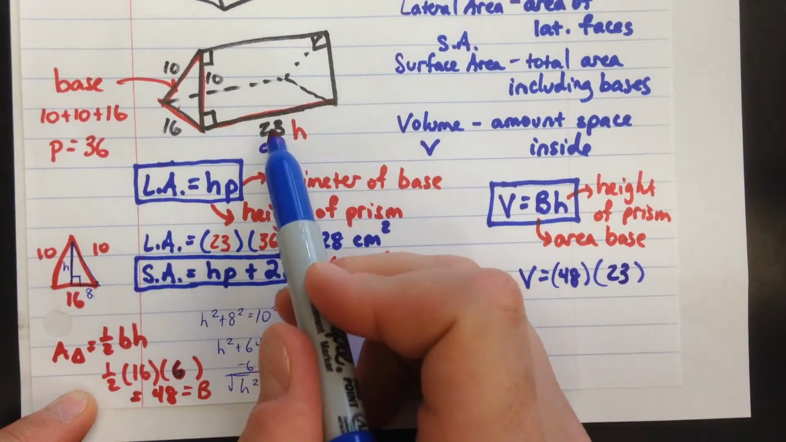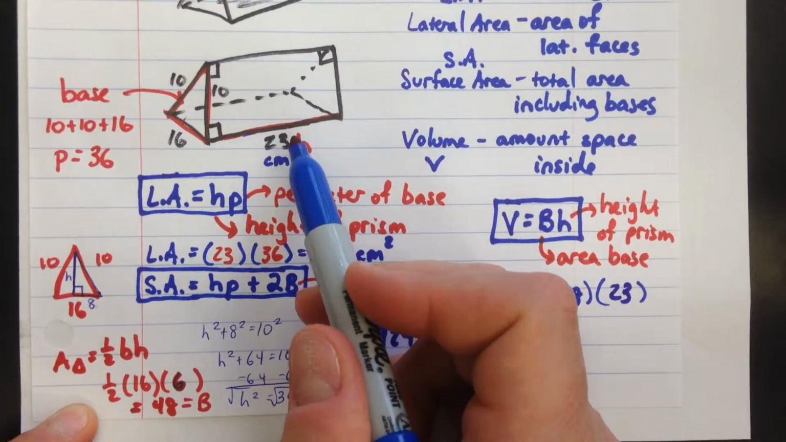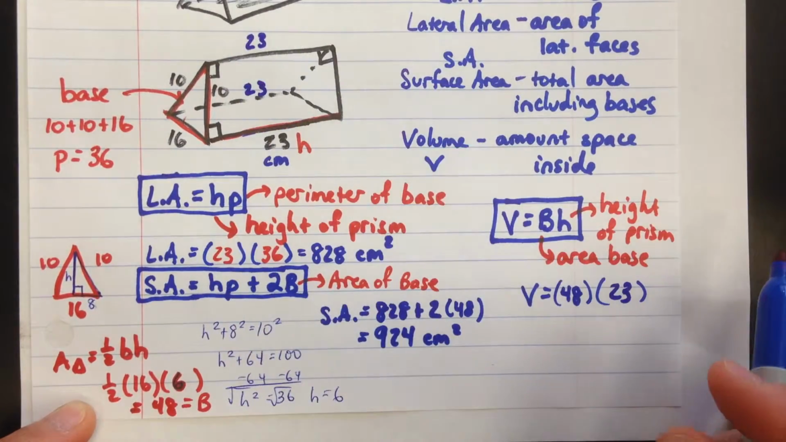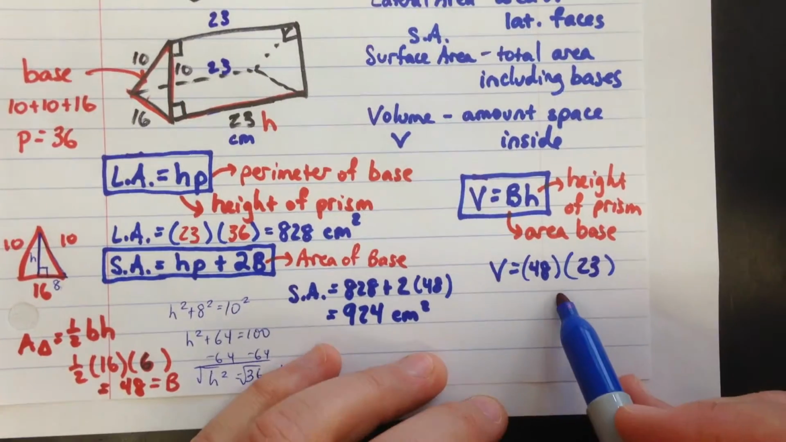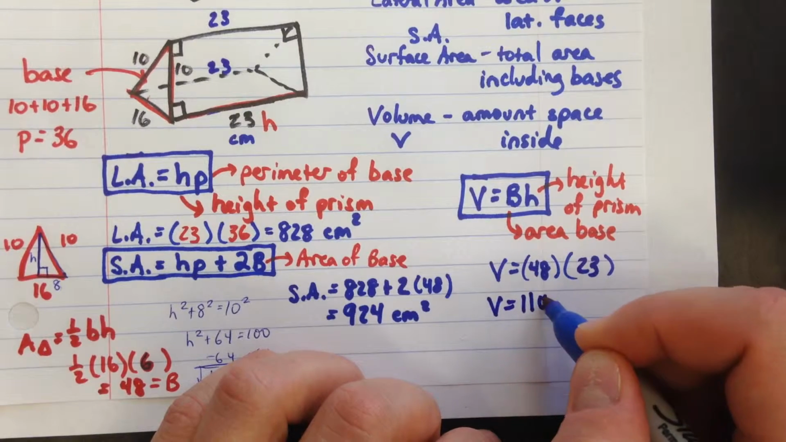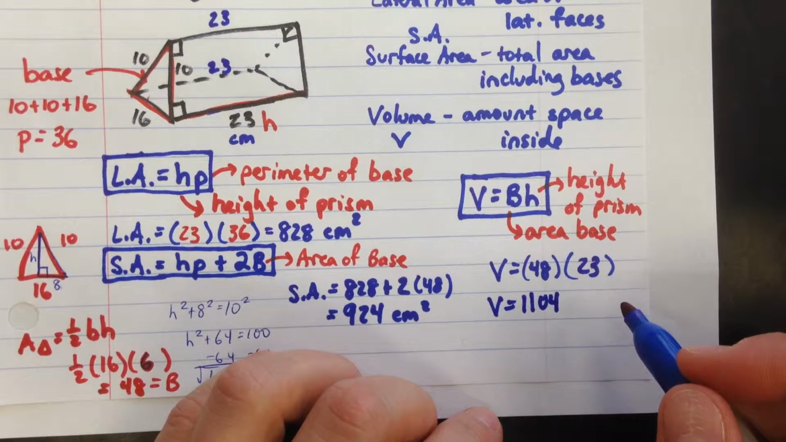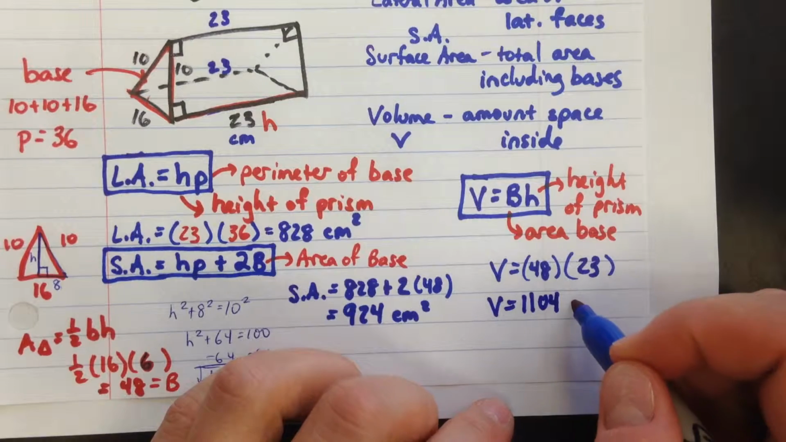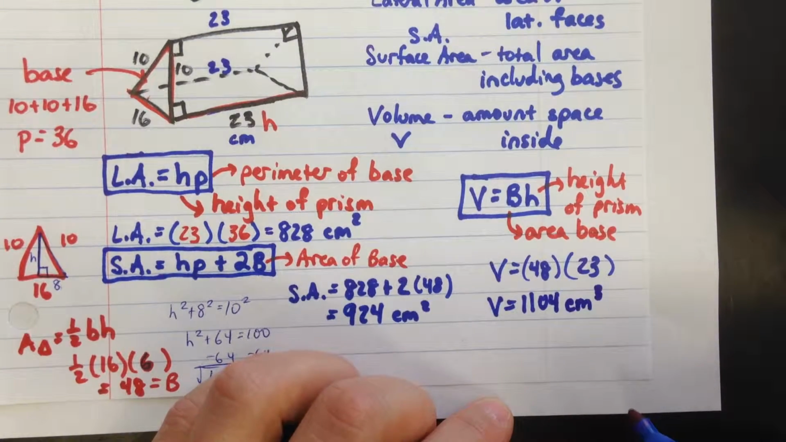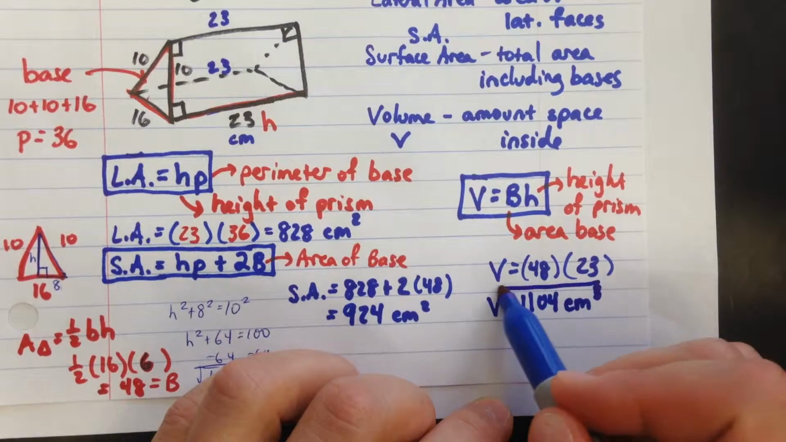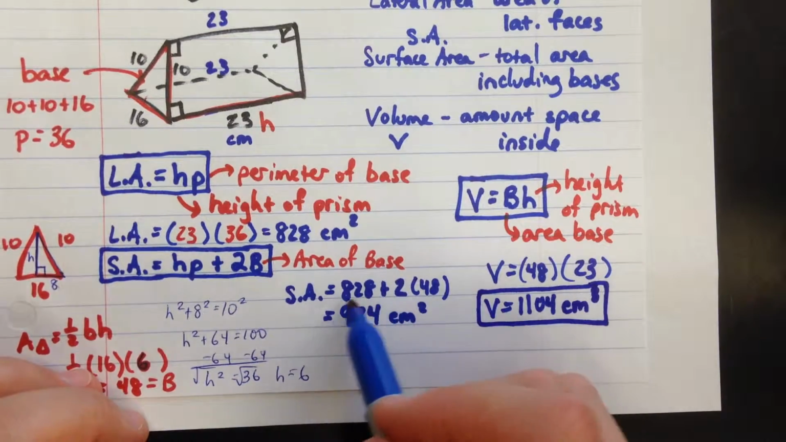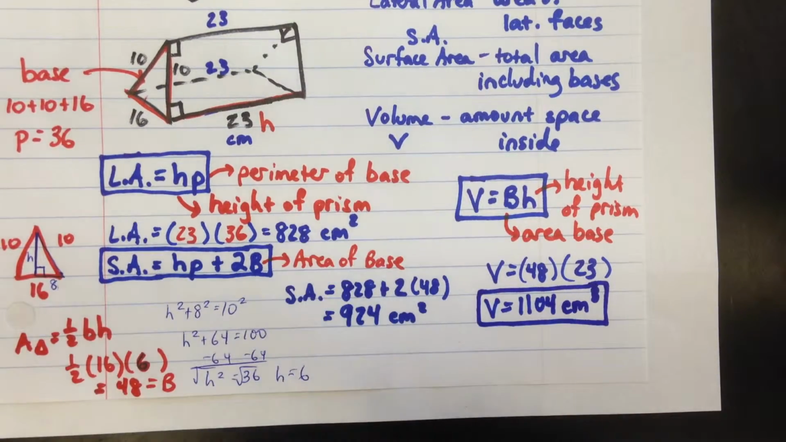And by the way, the 23 would not only be here, this bottom edge, it would also be right here. It would also be in the back. Those are going to be the same. So we've got 48 times 23. Now it's a calculator problem, and we get the volume is 1,104. Now here's the thing. Volume is three-dimensional. So it's centimeters cubed. And those are your solutions right there. So volume, surface area, lateral area.